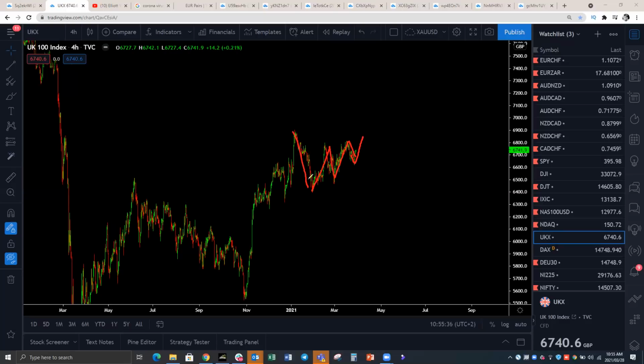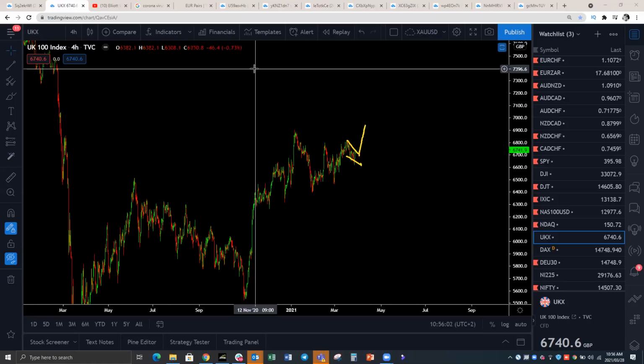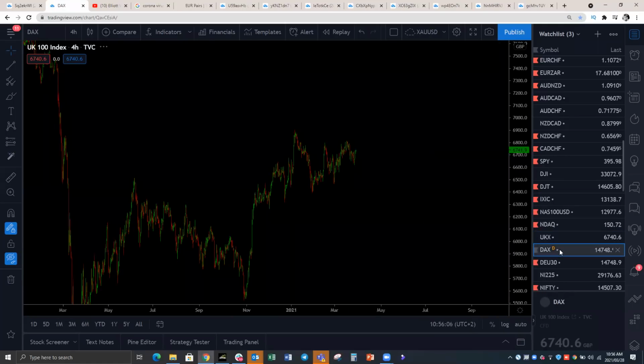Let's have a look at what structure that will be. It will be 1, it will be 2, it will be 3. So this can still push up higher as follows, and this will be 3 waves here, 3 waves here, 3 waves there. So that means we would have a structure like this, possibly one more down and then upside. That will be the UK 100. Let's see how that plays out, but we will be seeing the UK 100 push to the upside in the immediate term.